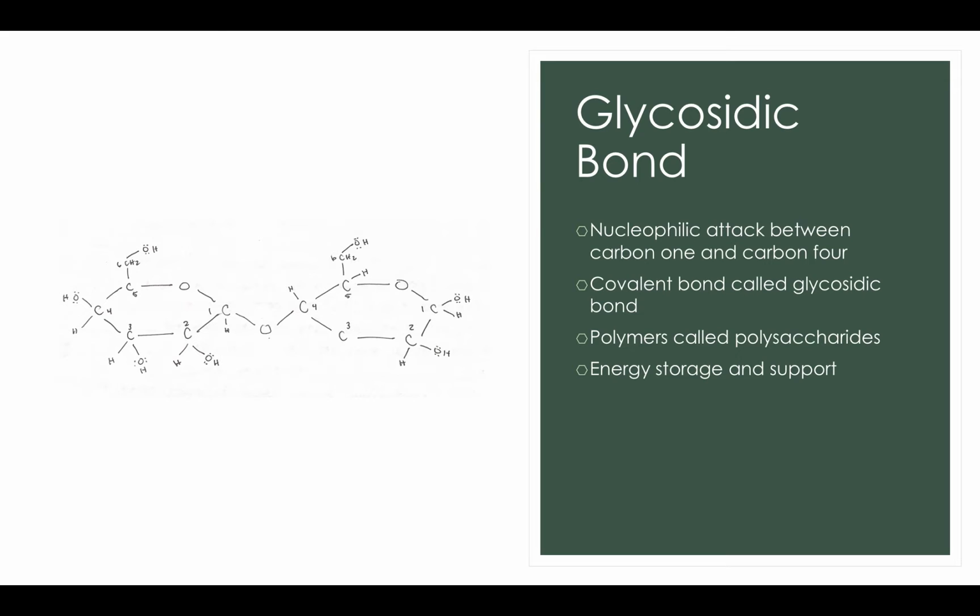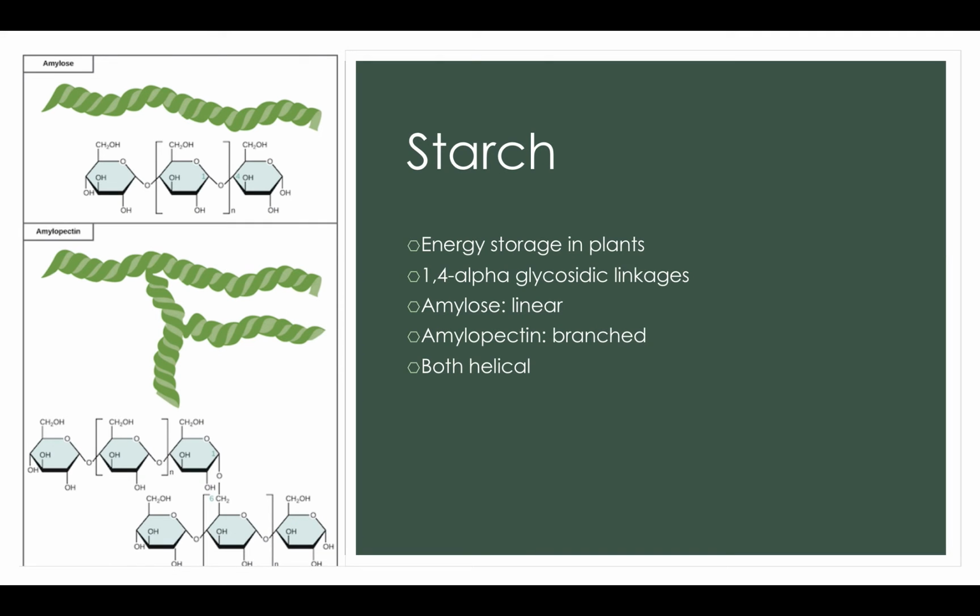This process allows glucose to connect and form polymers. Polymers of glucose are also called polysaccharides. They are used for energy storage and support. One type of energy storage in plants is starch, which is made up of two polysaccharides called amylose and amylopectin.